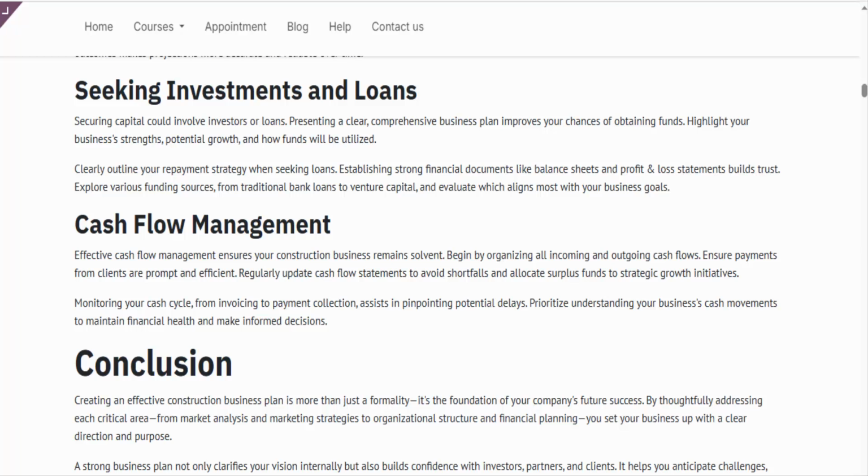Clearly outline your repayment strategy when seeking loans. Establishing strong financial documents like balance sheets and profit and loss statements builds trust. Explore various funding sources, from traditional bank loans to venture capital, and evaluate which aligns most with your business goals.